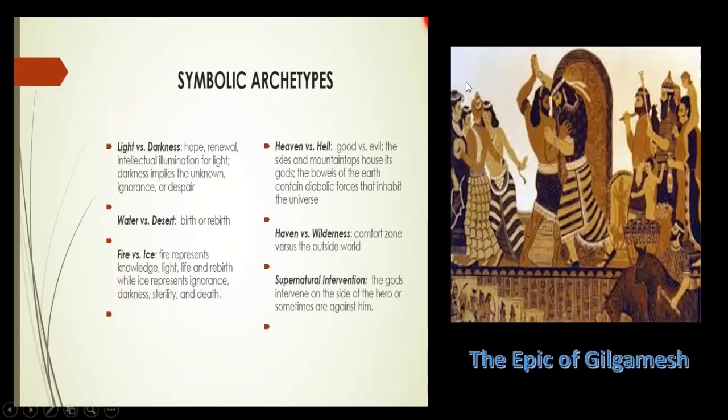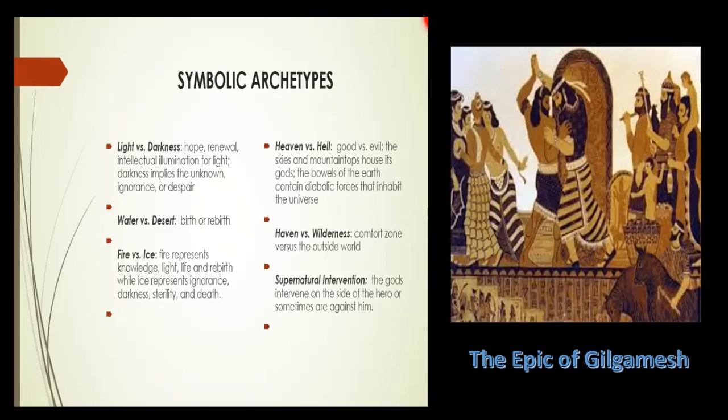Okay, so that's haven versus wilderness. Now for the supernatural intervention, the gods intervene on the side of the hero or sometimes are against him. So we can see this in how the Sumerian gods have helped Gilgamesh during his quest and during his fight in the wilderness. And the serpent at the end of the epic, which took away the plant of immortality from him, is actually a god in disguise. So it's also a supernatural intervention as a god who has been against him.